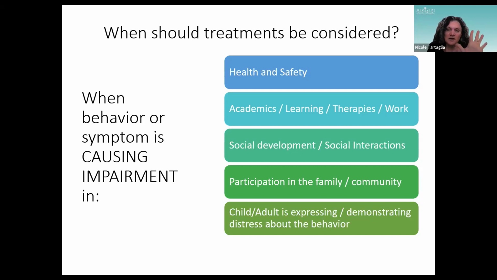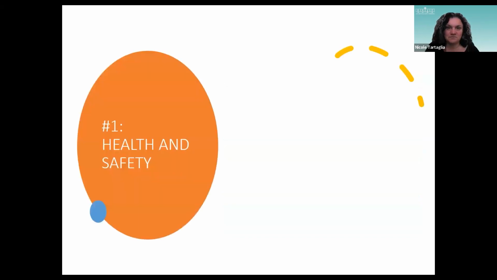So those are my top 5, and we're going to talk a little bit more about those. The first one is health and safety. Obviously, this is an easier one to grasp. Yes, if the behavior or the challenge is causing a risk to health and safety, we want to think about it. But let's be a little bit more specific.